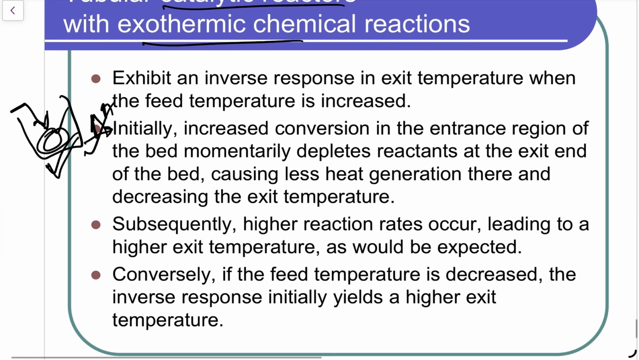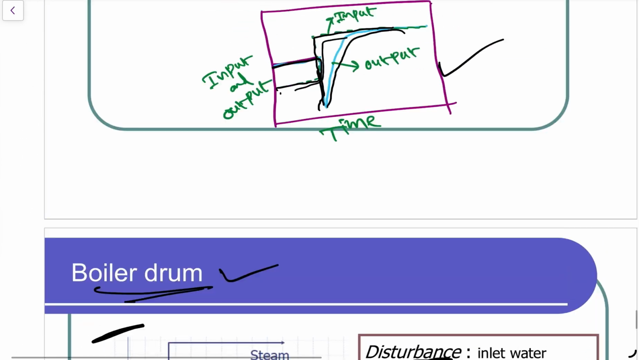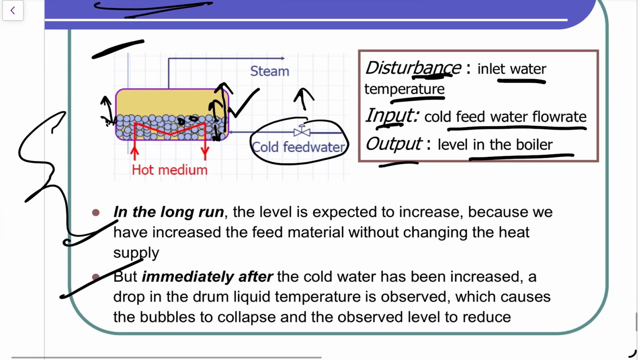Okay. So from all these examples, we can understand that inverse response means the process initially goes down, or maybe in the wrong direction, and then finally reaches the correct steady state direction. Okay. So these systems are very, very important in process control because they are more difficult to control and require careful controller tuning.